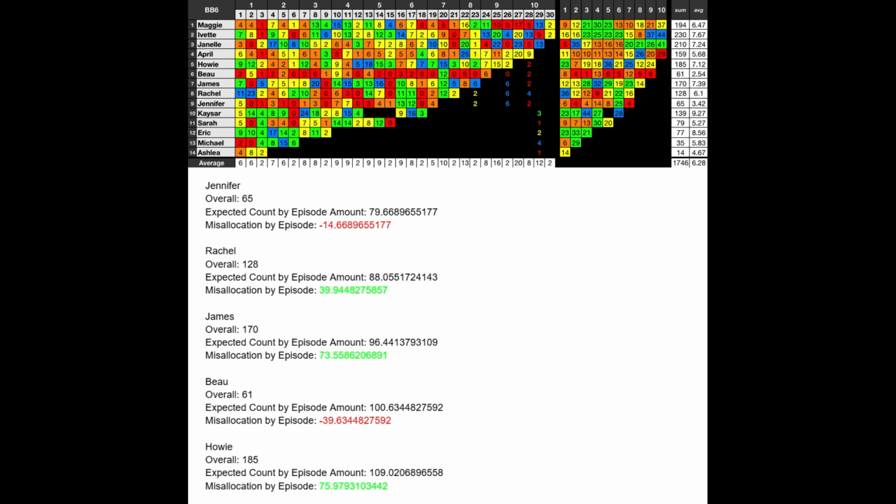Bo's overall diary room count is at 61, and his expected count by episode amount is 100.63, causing his misallocation by episode to be negative 39.63, which means he has almost half of the amount of diary rooms that he should have, which is a very bad imbalance, and it might be one of the worst in history, though we'll see if that holds up as we go through the seasons.